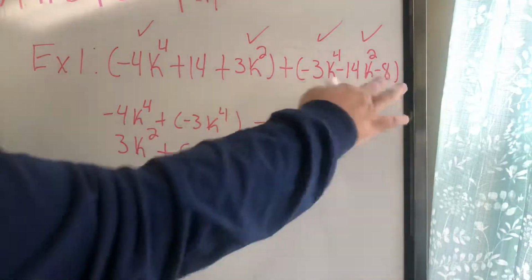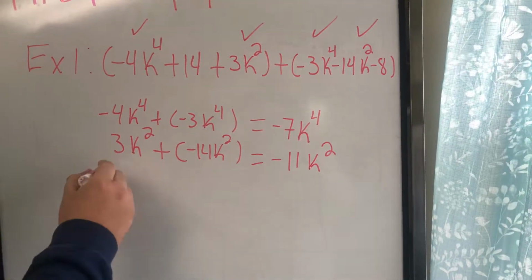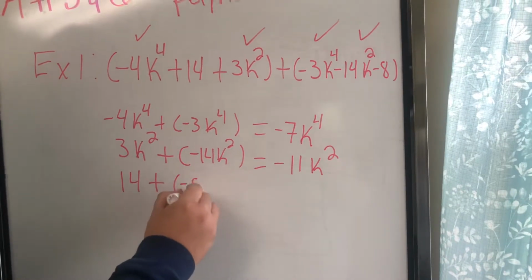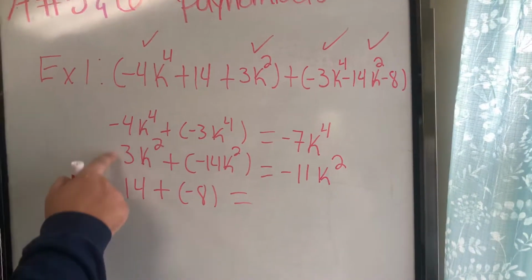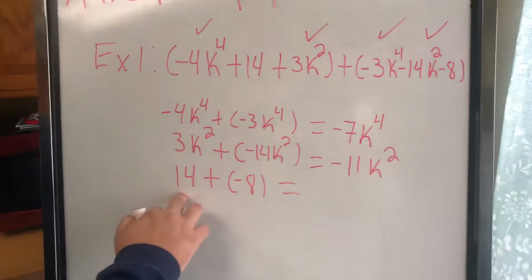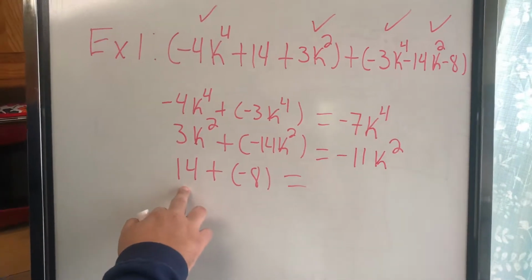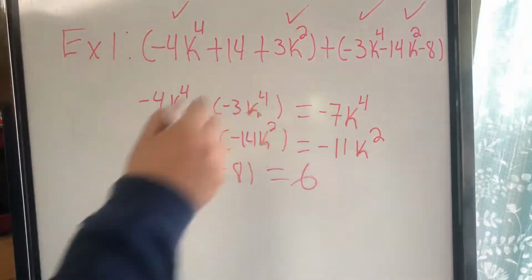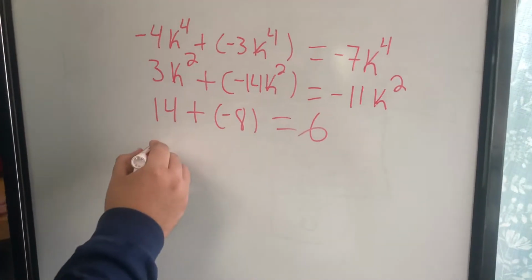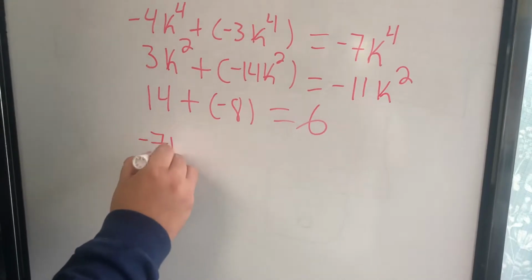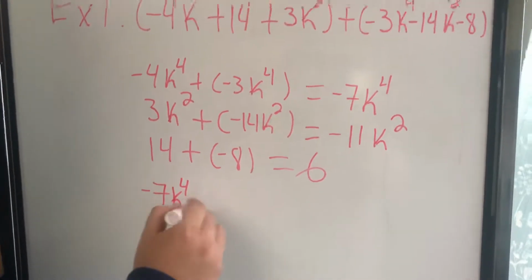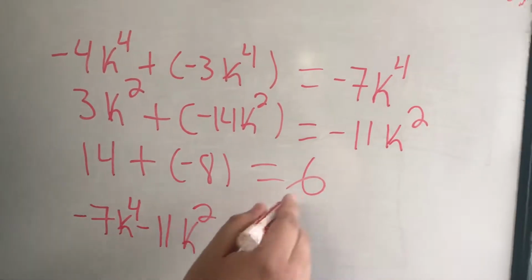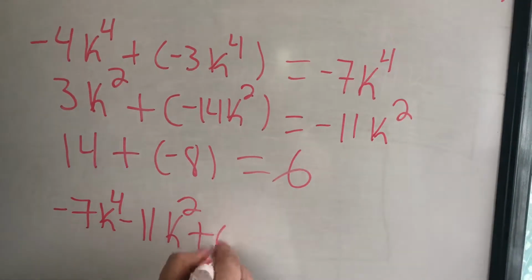All we have left are just my regular numbers. We have 14 plus, once again, negative 8. Now the difference from this one to that is just the fact that the number that's bigger is positive. So 14 minus 8 is just 6. Then we combine all our answers, which will be negative 7k to the power of 4. It's a negative, so minus 11k squared. 6 is positive, so plus 6.